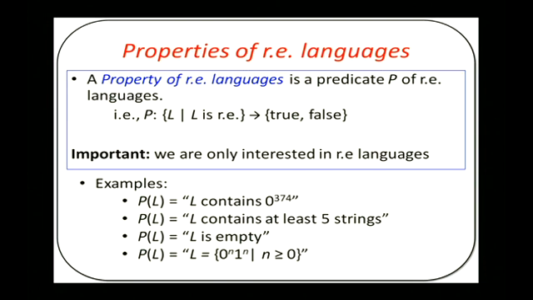In the same way, if you take all the recursively enumerable languages and say there is some property of these languages, we are implicitly saying that some of these languages have this property and some don't. So a property is nothing but a partition of the set into two parts: those which have the property and those which don't. Here are some properties. L contains 0 to the 374. That's a property, because some languages have it and some languages don't. L is finite. That's a property. And L is empty. That's a property.